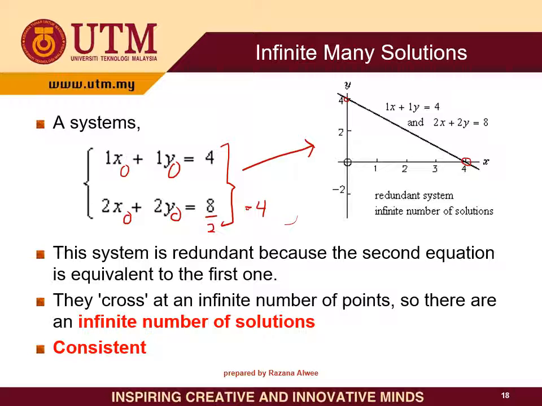So both lines intersect along the same line. It is a redundant system with an infinite number of solutions. The system is redundant because the second equation is equivalent to the first one. They cross at an infinite number of points. So there are infinitely many solutions and it is consistent.